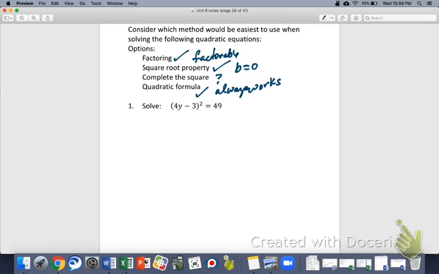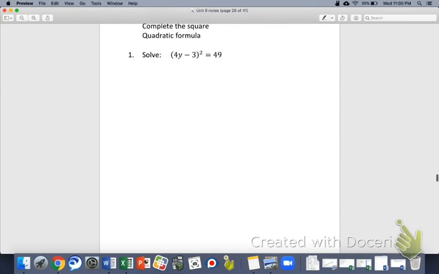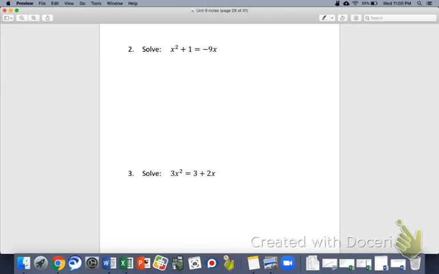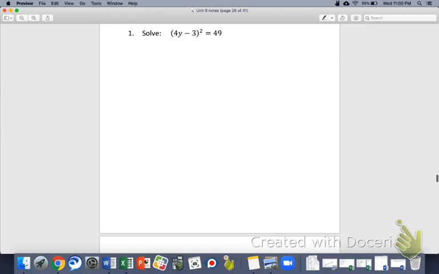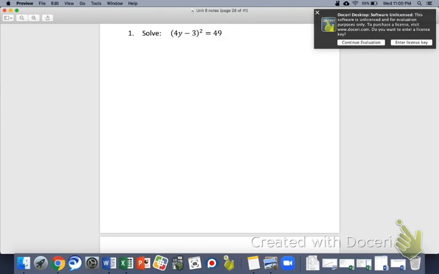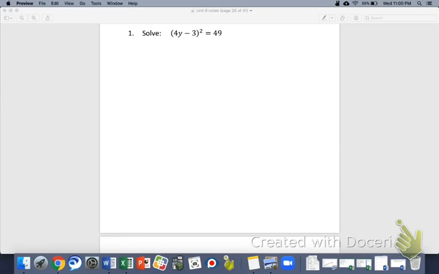Okay, so I encourage you to look at numbers 1, 2, and 3. I'll show those to you. So there's 1, there's 2, there's 3. Matches up with your notes packet. So I encourage you to go through and try all 3 of these. Think about what the best way to do it is. Feel free to pause the video and do that, and then play the video and we can check your solutions and see if it all hopefully makes sense.